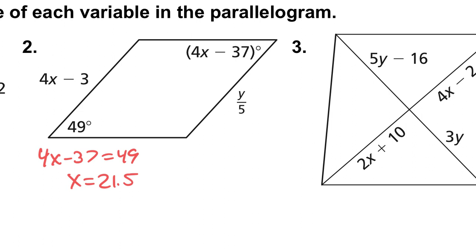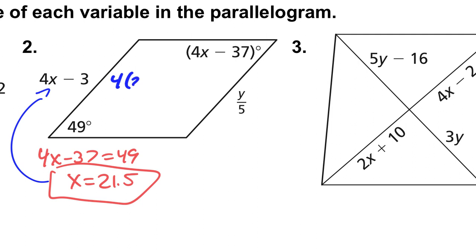So now I'm going to take that 21.5, there's my first answer, and I need to plug it back in here for that 4x minus 3. So 4 times 21.5 minus 3 gives me 83. Helps if I can write an 8. There we go, 83.